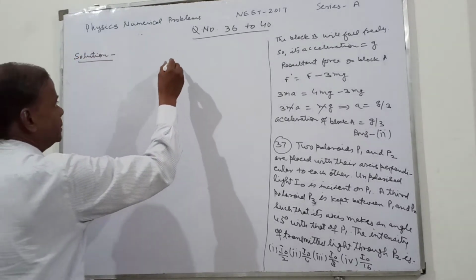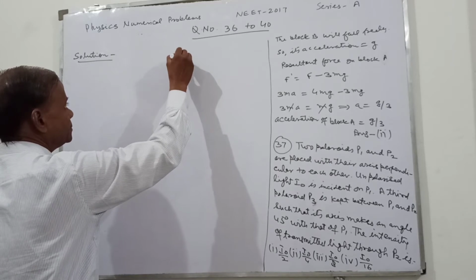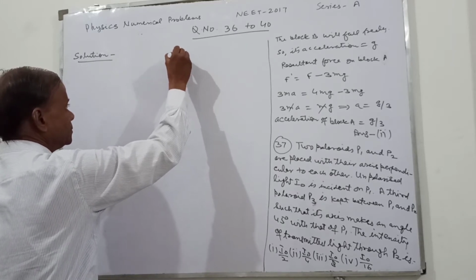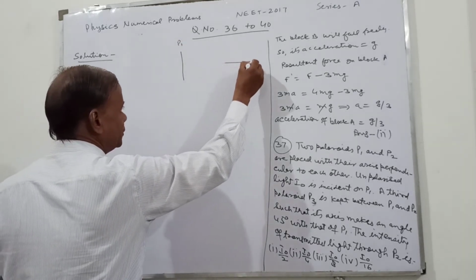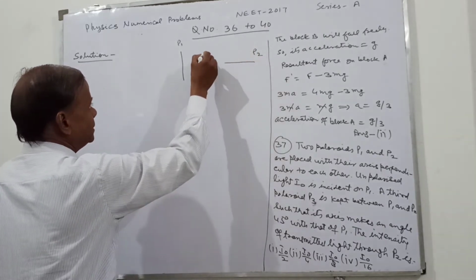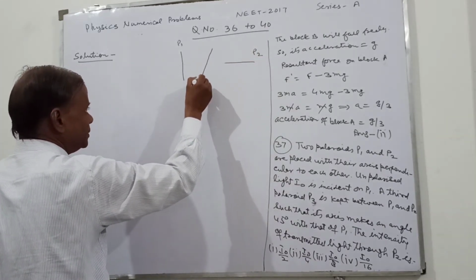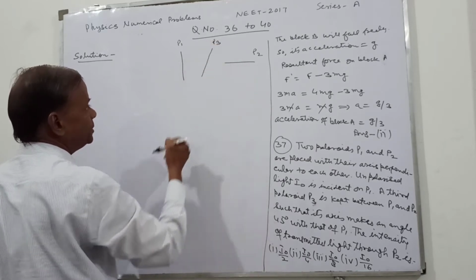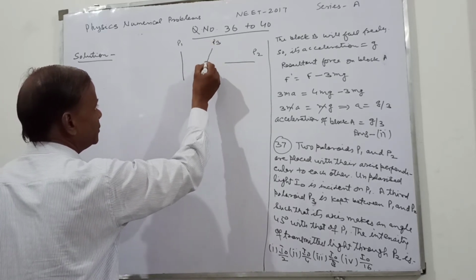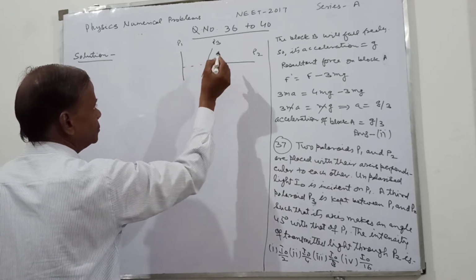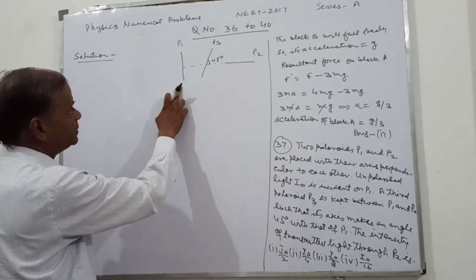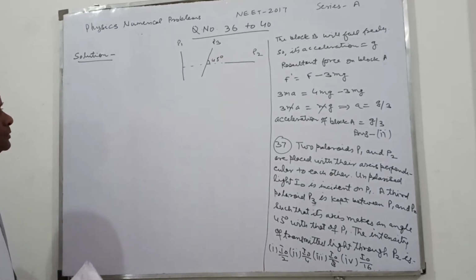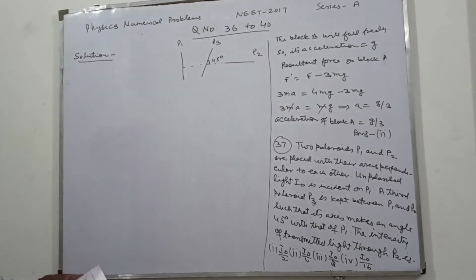These are the two polaroids. This is polaroid P1, this is polaroid P2, and the third polaroid is kept between them in this way. This is P3, which makes an angle of 45 degrees with P1 and 45 degrees with P2. So with each of P1 and P2, the axis of P3 makes an angle of 45 degrees.